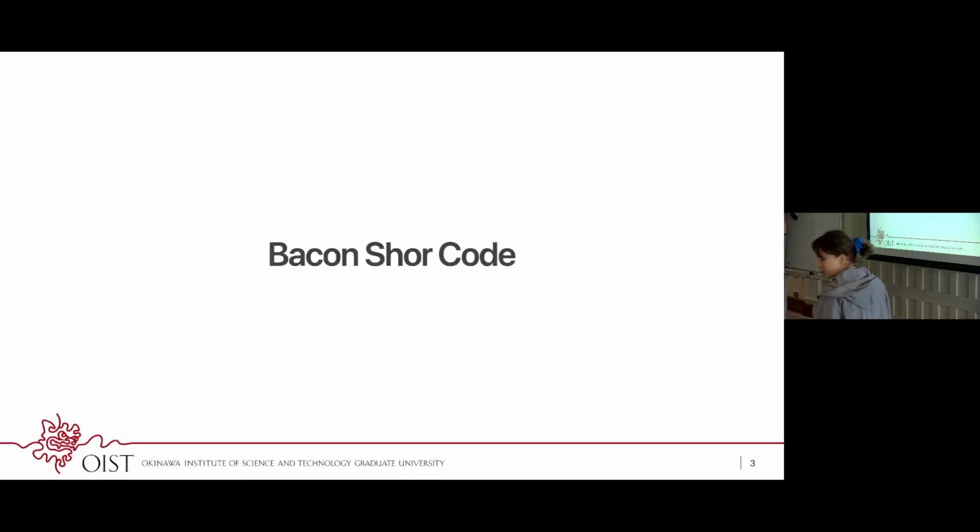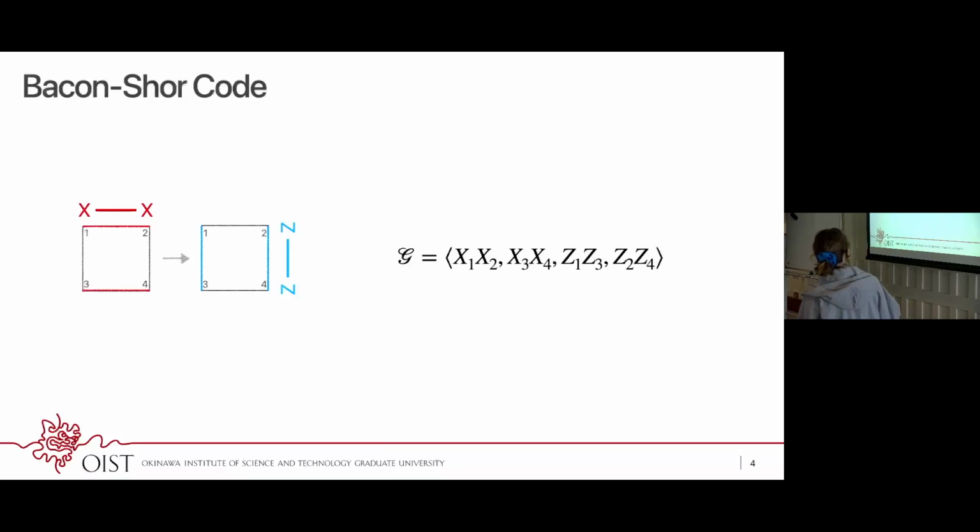A particularly simple example of the compass code is the Bacon-Shor code. The Bacon-Shor code arranges qubits on a grid and performs parity measurements on adjacent qubits. Here, it performs XX parity measurements on horizontally adjacent qubits and ZZ parity measurements on vertically adjacent qubits. These measurements form the gauge group of the code.